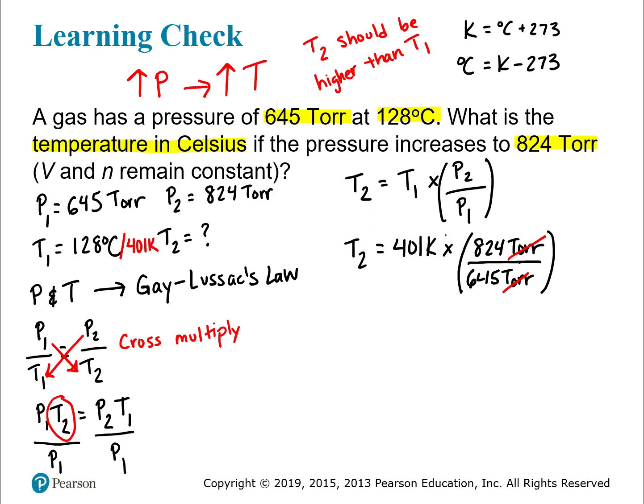Our pressure units cancel. That means we're going to have Kelvin as the units for our answer. That's a good thing because we're looking for a temperature. When you do this math, you should get 512 Kelvin. But we have to report our answer in Celsius. So on your homework and on the exam, don't get trapped by that. Make sure that you do that last step to take your Kelvin and convert to degrees Celsius.